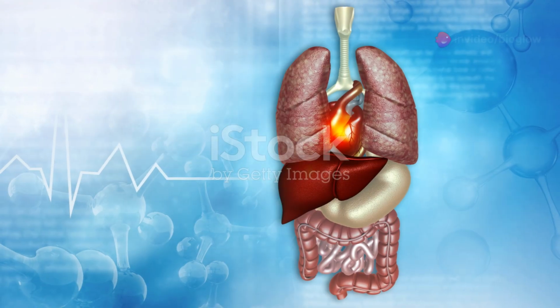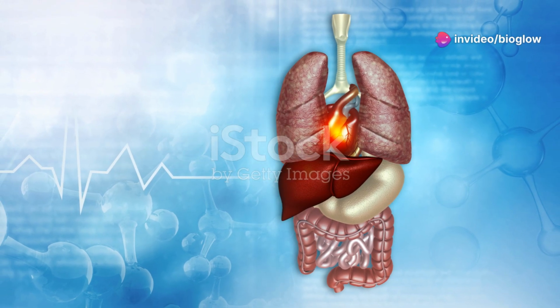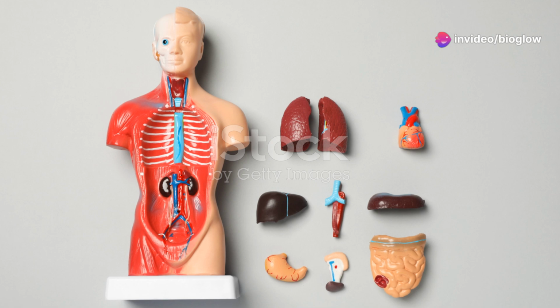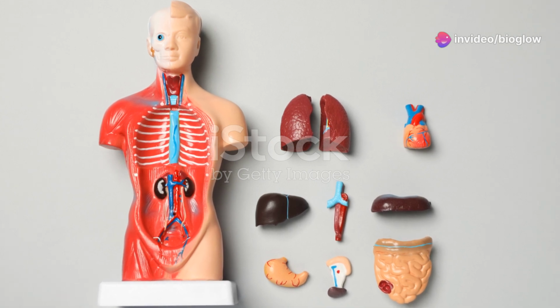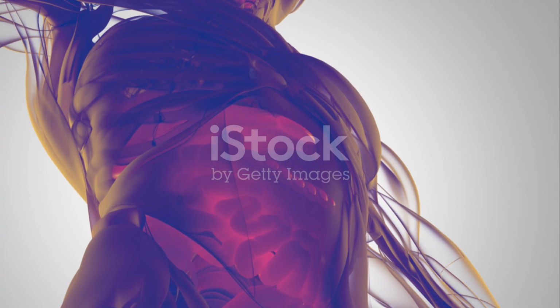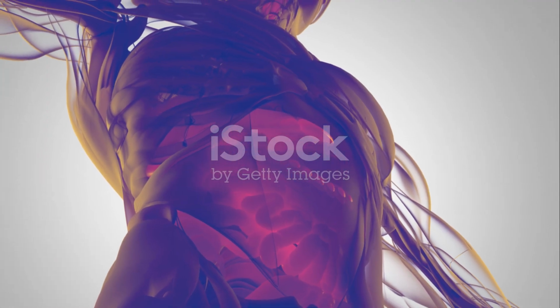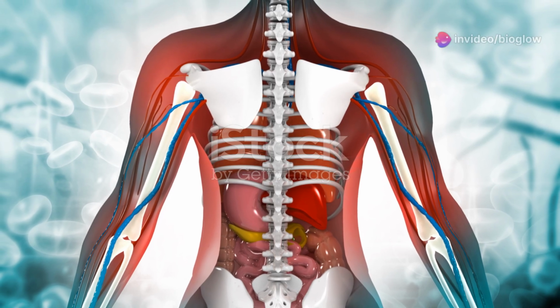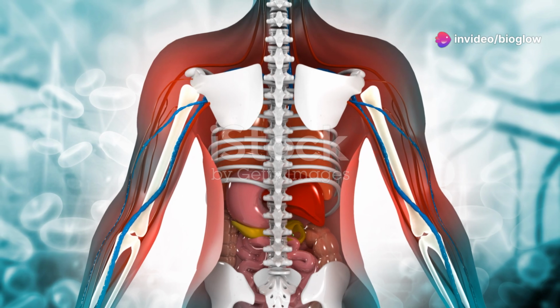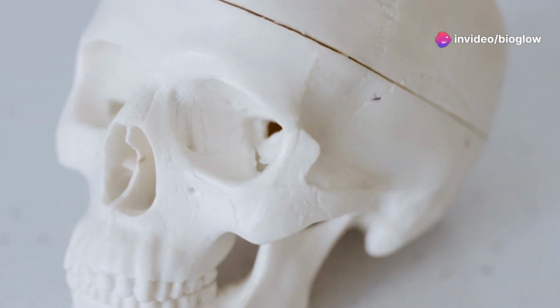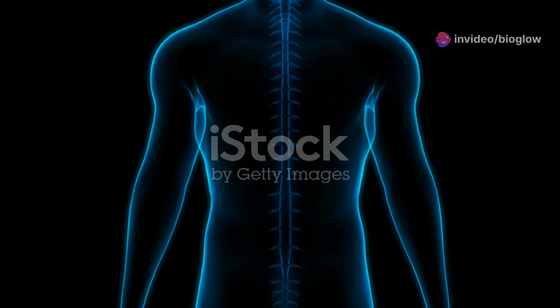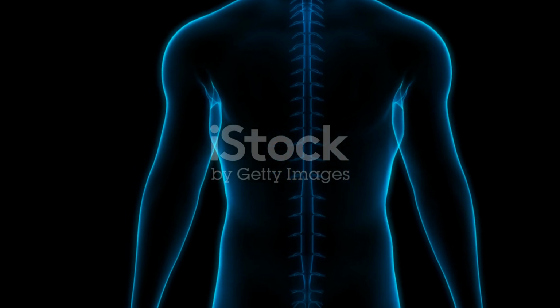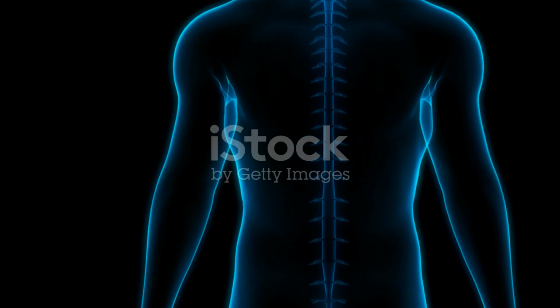Section 6. Major body cavities and their contents. The human body has several cavities that house and protect vital organs. These cavities are spaces within the body that hold and protect organs. The two main cavities are the dorsal cavity and the ventral cavity. The dorsal cavity includes the cranial and spinal cavities. The cranial cavity houses the brain, while the spinal cavity contains the spinal cord.